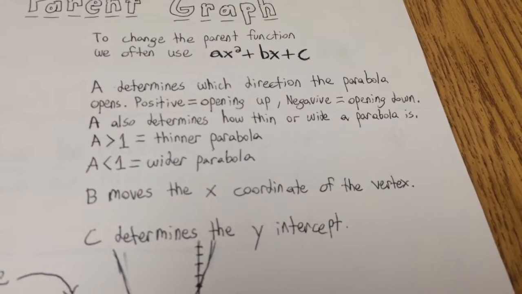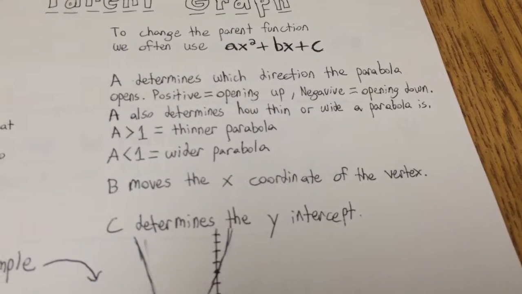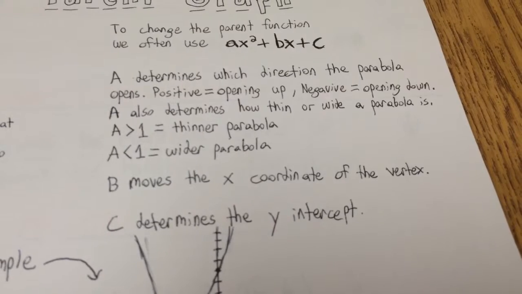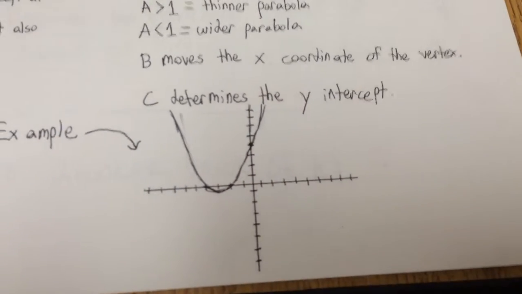A greater than 1 equals a thinner parabola. A less than 1 equals a wider parabola. B moves the x-coordinate of the vertex. C determines the y-intercept.